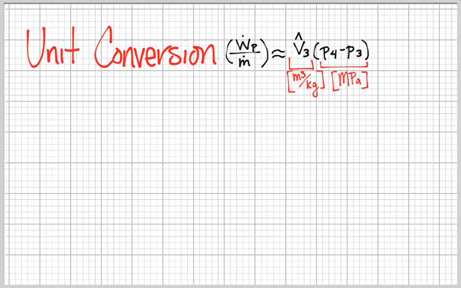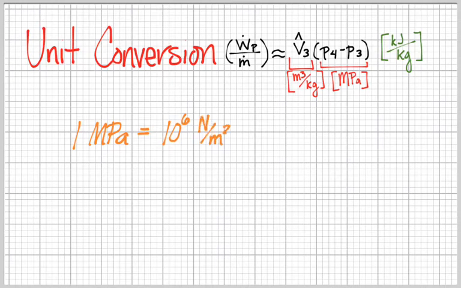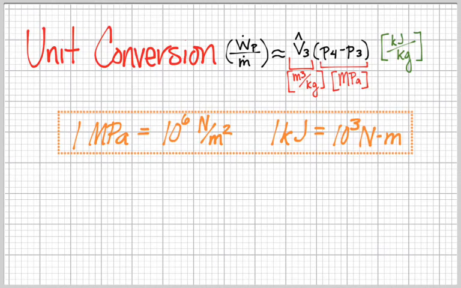If I look at that, I have a unit of meters cubed per kilogram for volume. That is an intensive value, and megapascals, also an intensive value for pressure. Ultimately what we're looking to get to is kilojoules per kilogram. So let's see how we do that. 1 megapascal in a unit conversion is going to be 10 to the 6 newtons per meter squared, and 1 kilojoule is going to be 10 to the 3rd newton meters. This is just something that you can look up on standard conversion tables. I'm putting it up front for you right now.